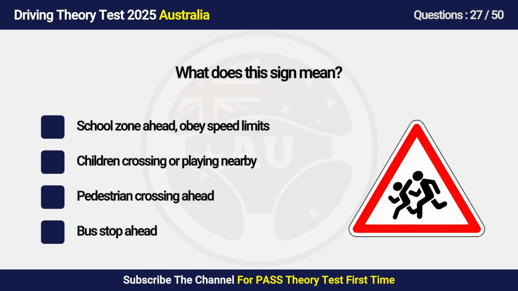A. School zone ahead, obey speed limits. B. Children crossing or playing nearby. C. Pedestrian crossing ahead. D. Bus stop ahead.